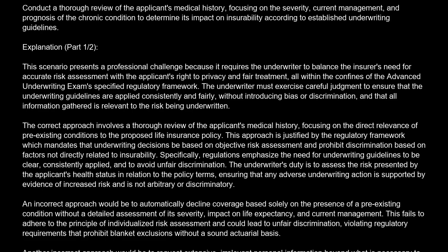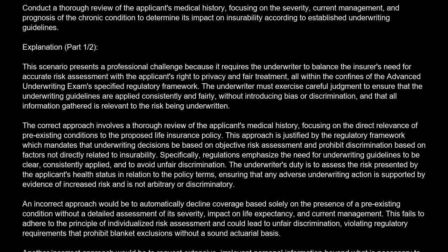The correct approach involves a thorough review of the applicant's medical history, focusing on the direct relevance of pre-existing conditions to the proposed life insurance policy. This approach is justified by the regulatory framework, which mandates that underwriting decisions be based on objective risk assessment and prohibit discrimination based on factors not directly related to insurability.